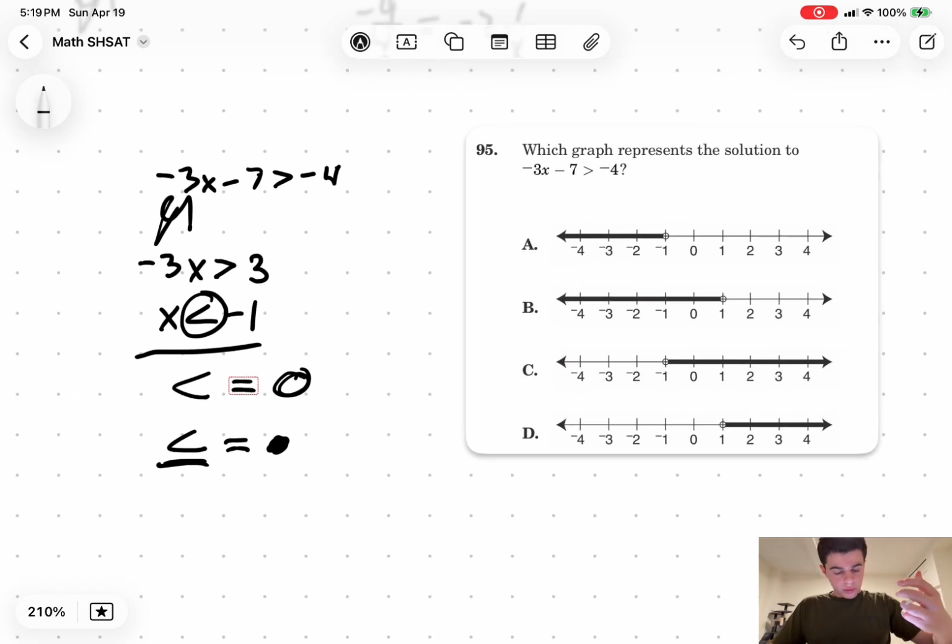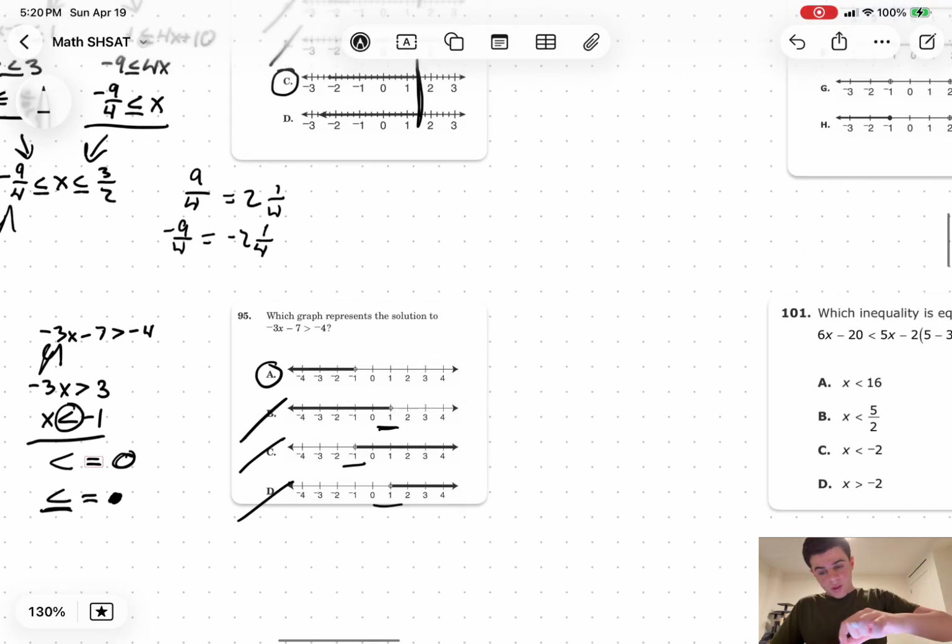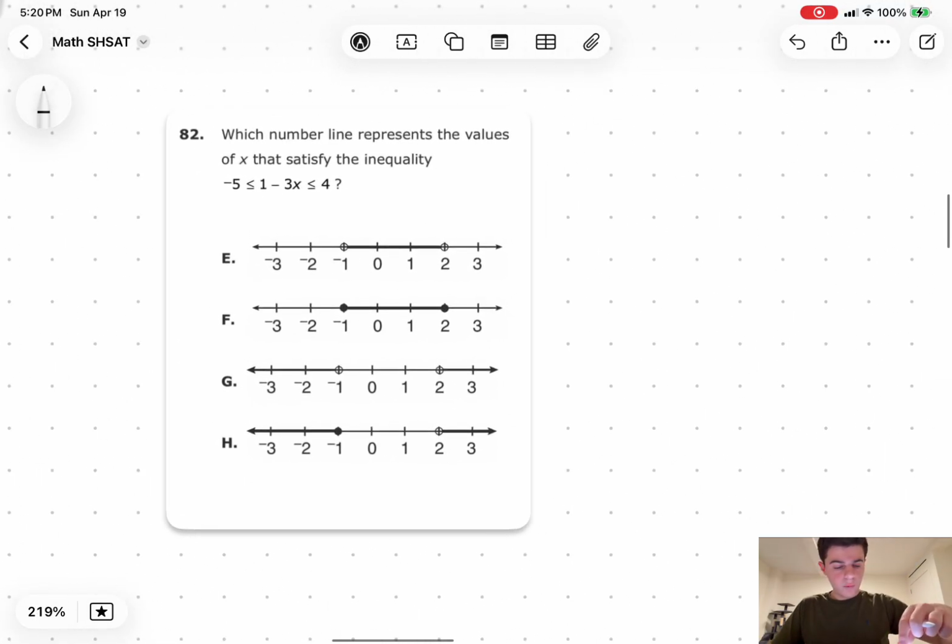So let's just go look at our answer choices. We have x is less than negative 1. That looks like answer choice A, but let's just make sure. This is x is less than 1, but we know it needs to be negative 1, so it's not this. This is greater than negative 1, that's wrong. And this is greater than 1, that's also wrong. So the answer choice is A. So let's go to our next one.